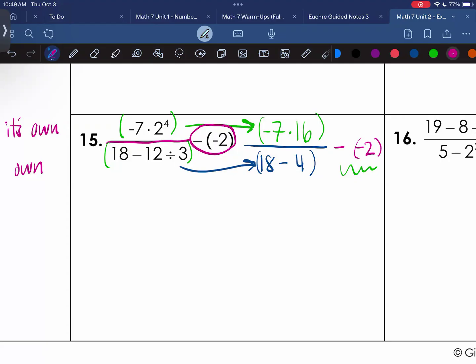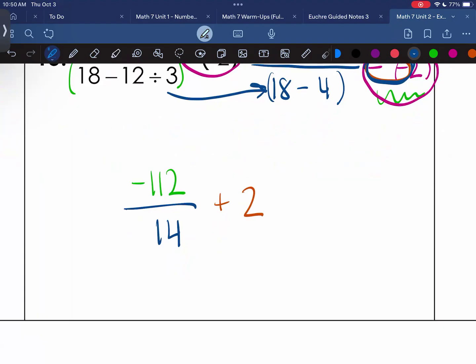All right, now on top of our fraction, we have -7 times 16. That's going to get us -112. On bottom, we have 18 minus 4. That is going to get us 14. All right, now I'm also going to deal with this minus -2. What do we do when we have minus minus next to each other? We replace it with a plus. And then don't forget your 2. Remember, that's not a -2 anymore. We replaced both negative symbols with a positive. So you just write the 2.